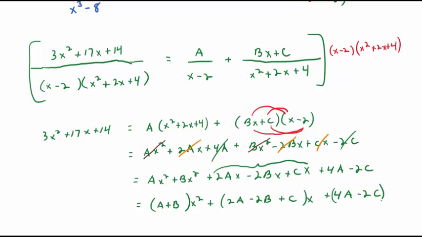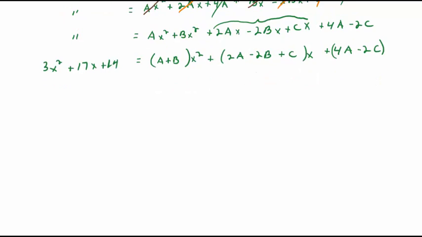Okay, remember what we have on the left side. I'll just put ditto marks until we get to the last line. On the left side, we have 3x squared plus 17x plus 14. And you set corresponding coefficients equal, which gives you your system. Can you tell me what that system is? Okay. Oh, I can't write that fast. a plus b equals 3. 2a minus 2b plus c equals 17, and 4a minus 2c equals 14. Okay.